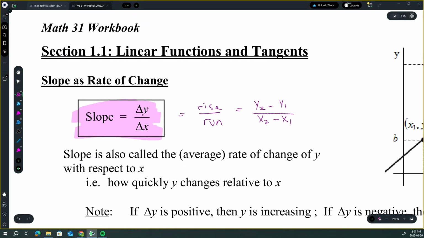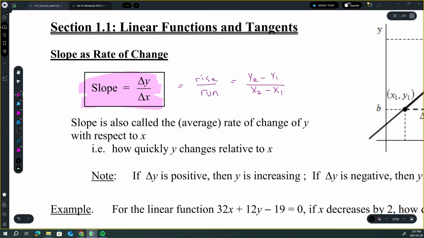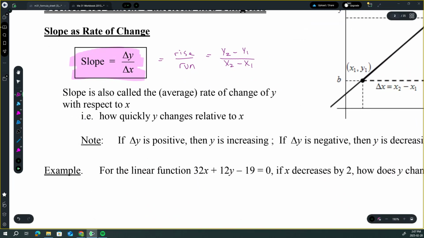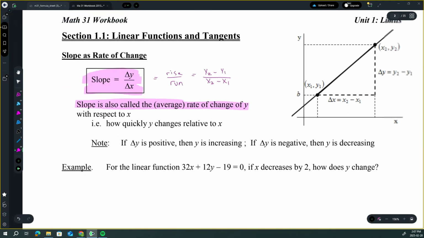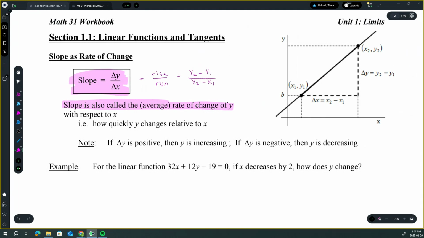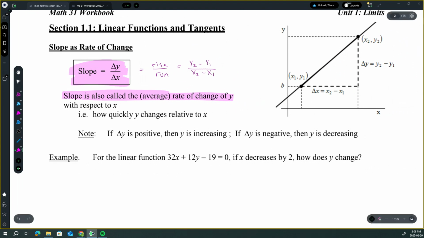Okay, so slope is also called the average rate of change of y with respect to x, or in other words, how quickly does y change in relation to x. So let's just highlight that slope is an average rate of change here. Note, if the change in y is positive, then y is going to be increasing. If the change in y is negative, then y is obviously going to be decreasing.